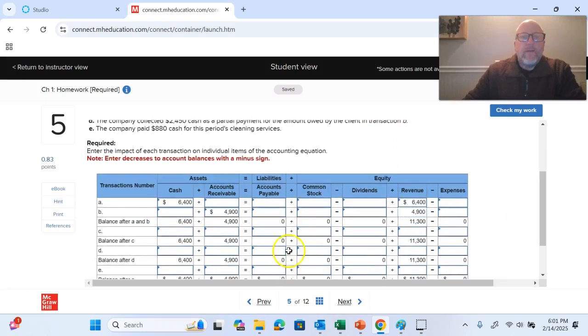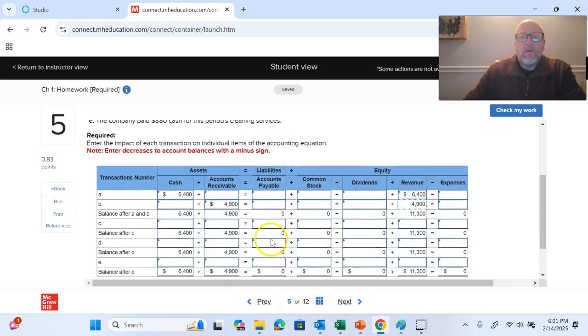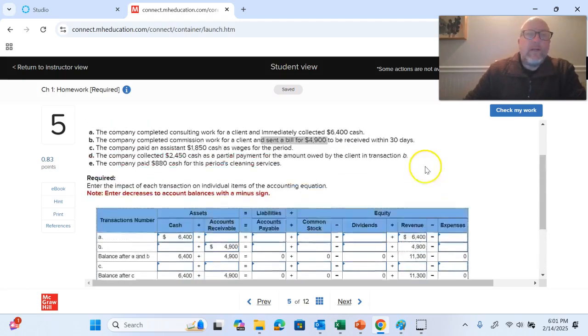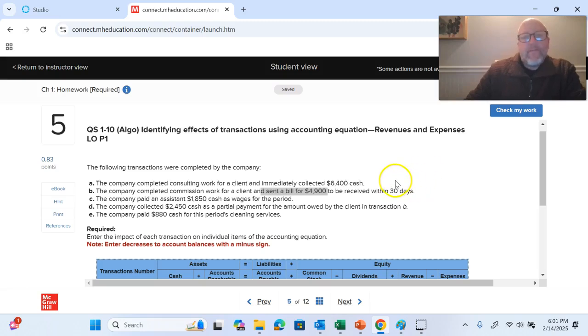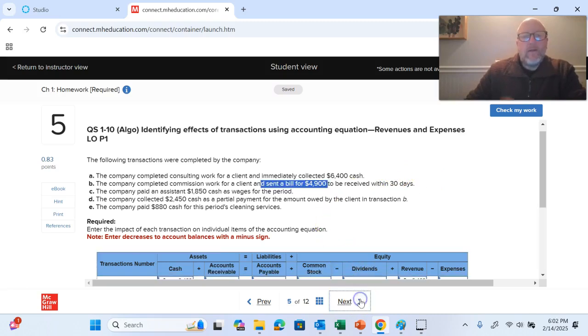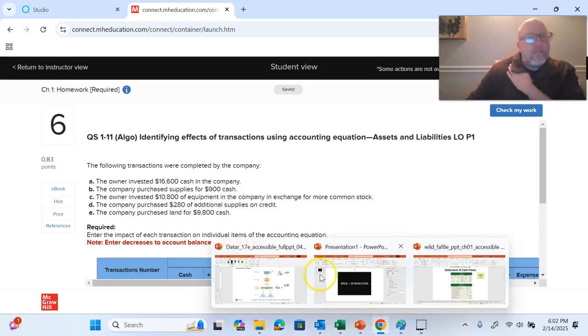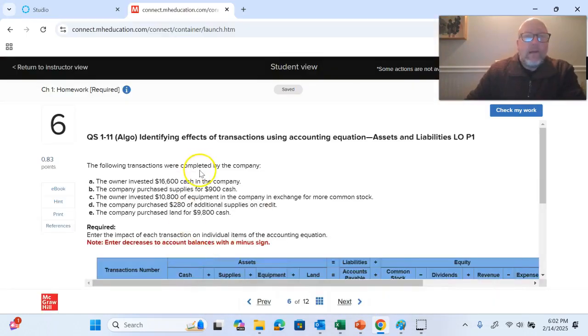And after these two transactions, I think our total assets equal our total liabilities plus equity. Looks like I have, what is that, 11,300 in total assets, and I have 11,300 in equity. So I think we're good. I don't see any transactions in this question that aren't somewhat similar to what we've already been talking about.